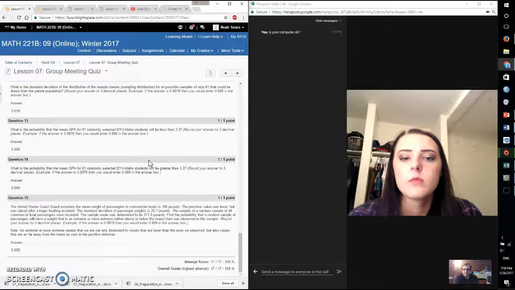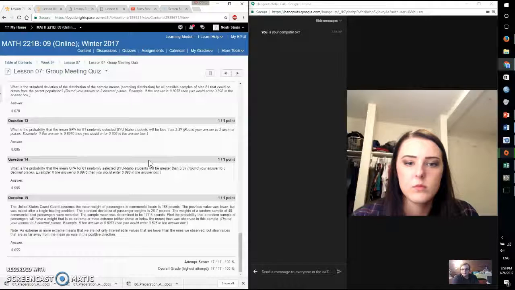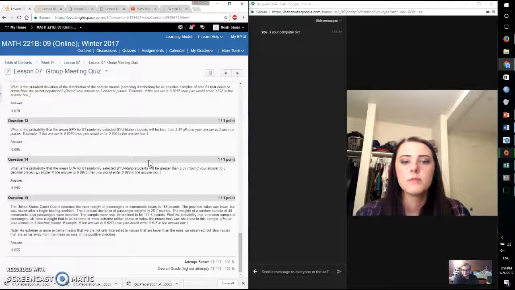Finally, for question 15, we approach this problem by first writing down the numerical information that they give us. The population mean is 185, and the standard deviation is 26.7. The sample mean would be 177.6, and the sample number is 48. And using this information, we can use our newfound formula and say 177.6 subtracted by 185 divided by the standard deviation divided by the square root of 48. And that gives us our z-score.